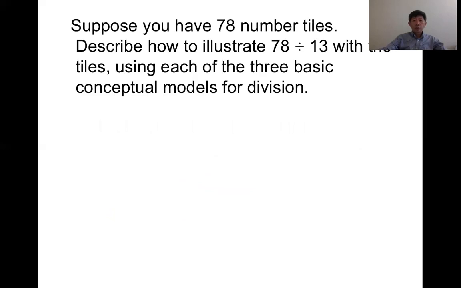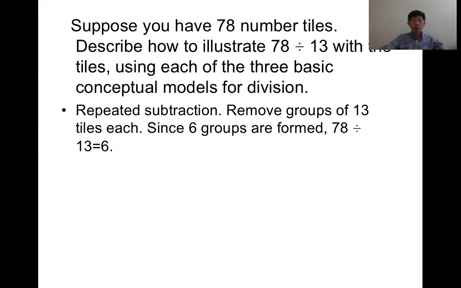Now here is another example. Suppose you have 78 number tiles. Describe how to illustrate 78 divided by 13 with the tiles using each of the 3 basic conceptual models for division. Repeated subtraction: remove groups of 13 tiles each. Since 6 groups are formed, 78 divided by 13 is equal to 6, right?